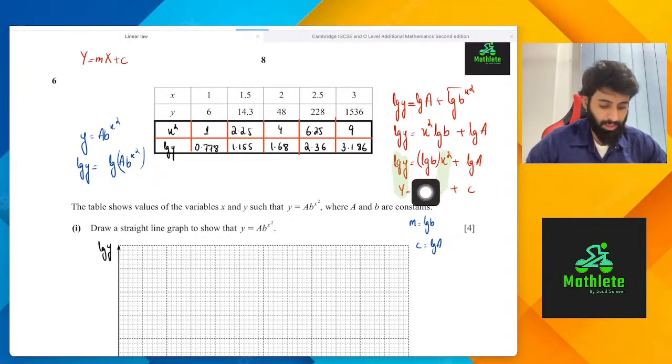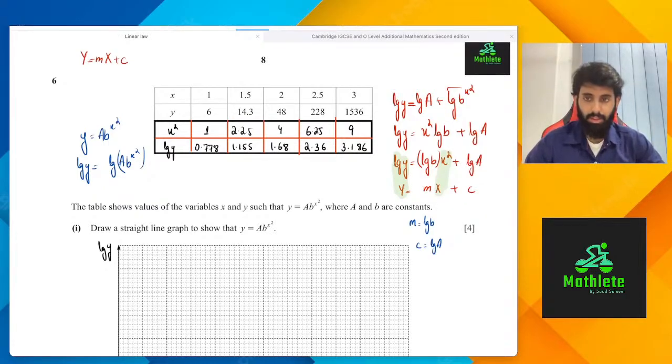Your gradient is going to help you find out the value of b, and your y-intercept is going to help you find out the value of a. So hopefully that's clear now.